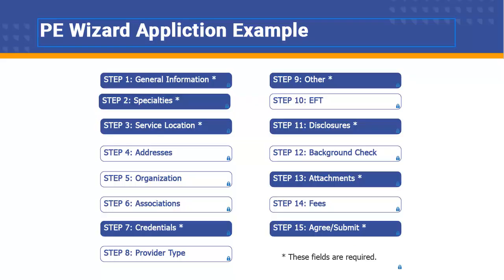Before we review a completed application, let's discuss the steps you might encounter and the kinds of information you'll need to provide. The PE Wizard's enrollment process consists of several steps that must be completed in a specific order to submit your enrollment application. The PE Wizard adapts the necessary steps based on the information you provide throughout the application, such as enrollment type, provider type, and specialty.